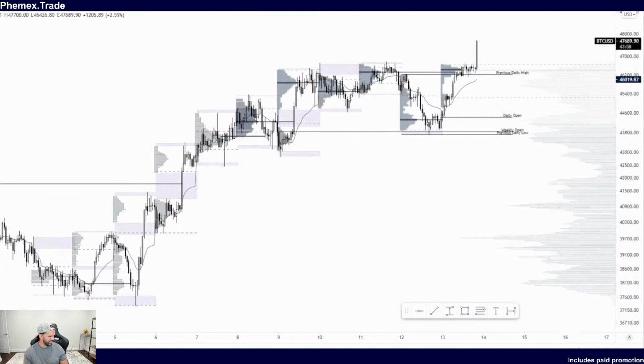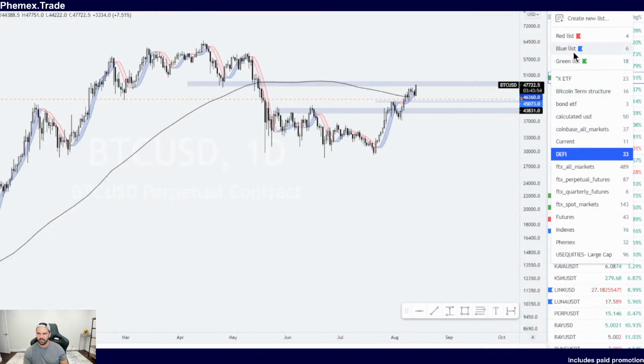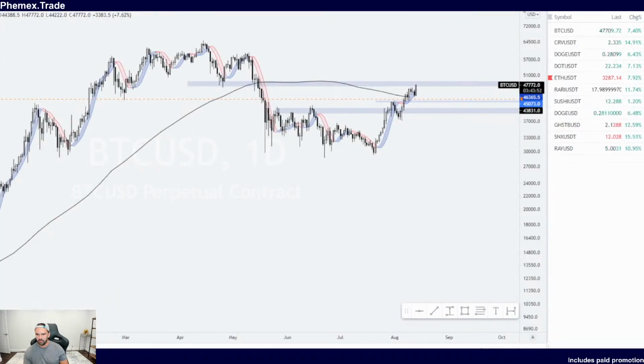Let's go back to the chat. Let's take a look at Doge. Some pairs that I'm currently in right now. So I'm not in Ray. Let's see. Ghost still in.